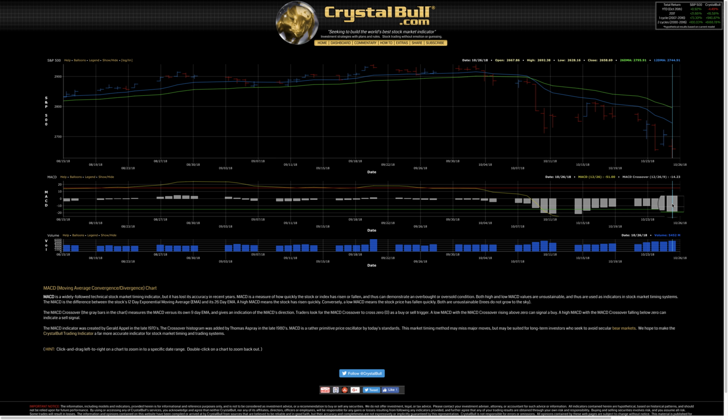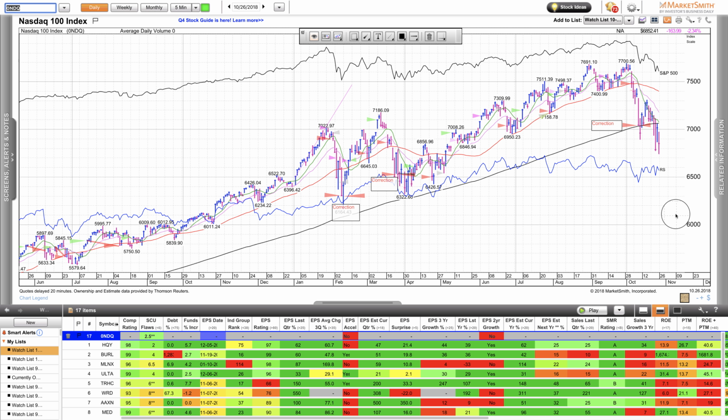That could turn around, and that will induce some of the people who follow the MACD indicator, and lots of traders do, and lots of trading houses do, to go back in. So that could be bullish. So let's get started here on MarketSmith.